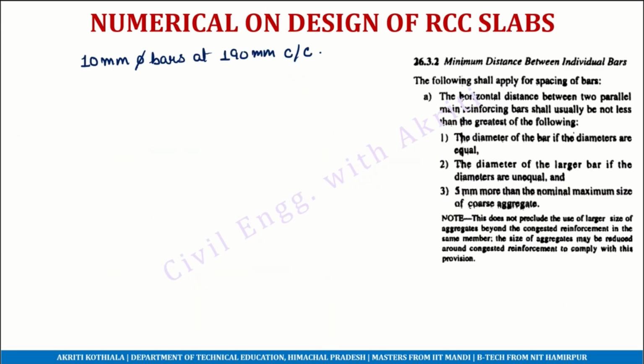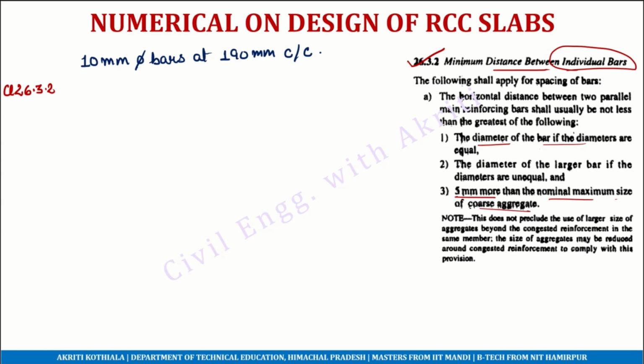Now before finalizing this, we have to carry out another check as per clause 26.3.2, which is simply that the minimum distance between the individual bars should be satisfied by this clause, which is simply that the spacing should be greater than the diameter of the bar, and the spacing should be 5 mm more than the nominal maximum size of the coarse aggregate.